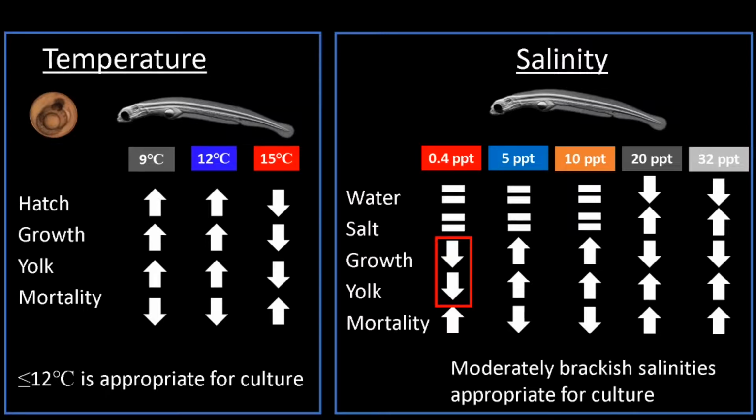So based on all of this, we concluded that these moderately brackish salinities, about 5 and 10 parts per thousand, were appropriate for culture. And these 2 studies together were what really informed these culture protocol changes that seem to be very effective at improving survival.